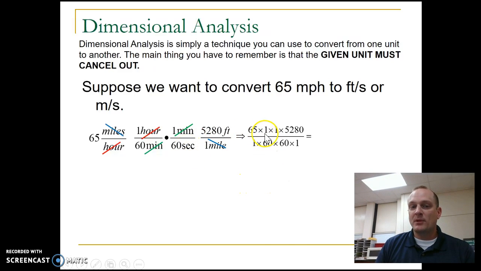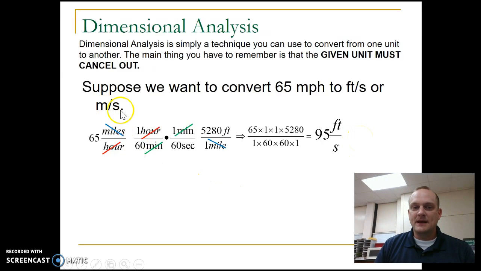So what do I do? Well, I multiply across the top. So I have 65 to start with, times 1 times 1 times 5,280. That goes on top. On bottom, right, it was 65 miles per 1 hour. So I have 1 on bottom times 60 times 60 times 1. Multiply the numbers across the top, multiply the numbers across the bottom, divide the two at the end, and I get 95 feet per second.